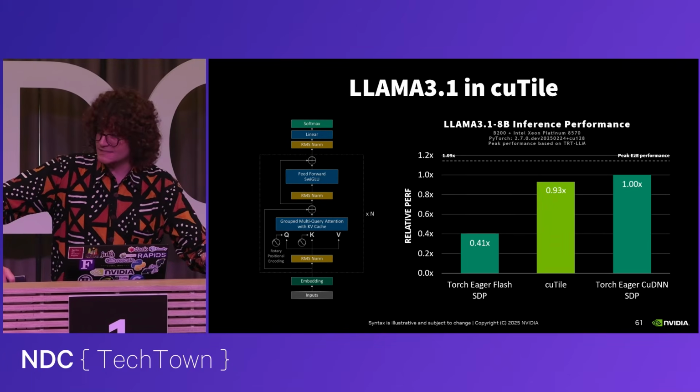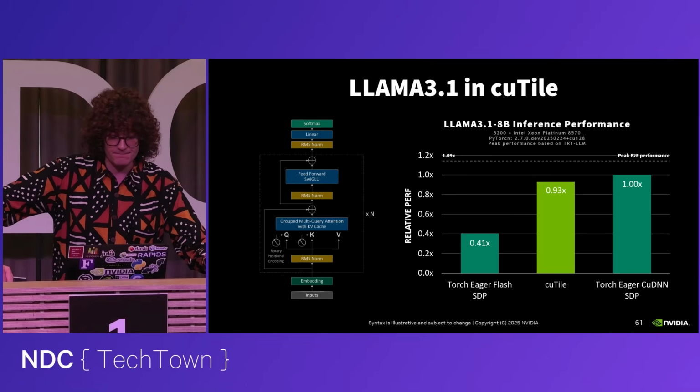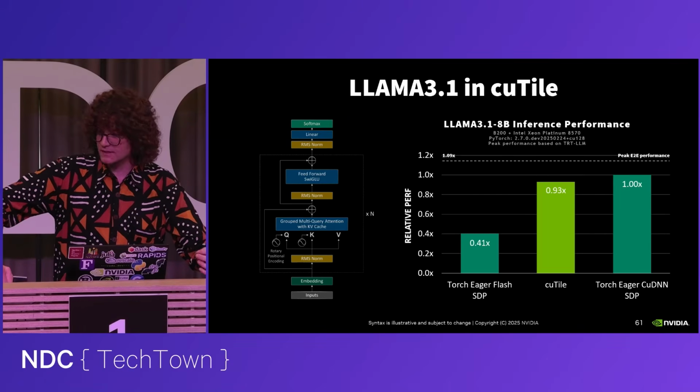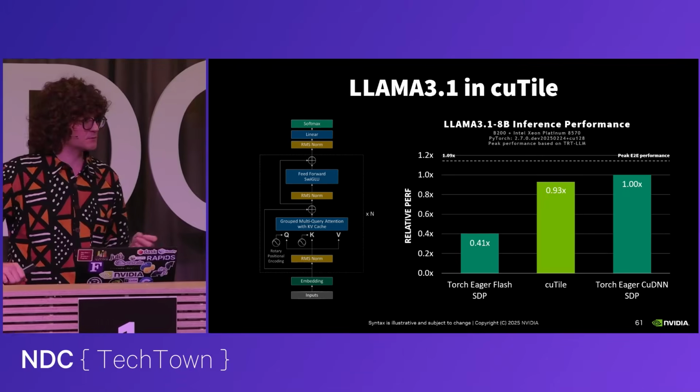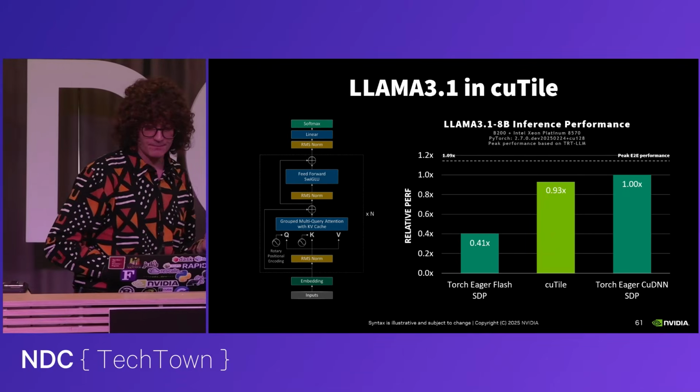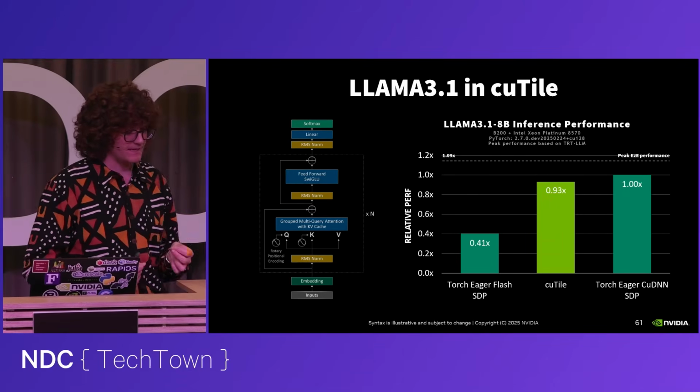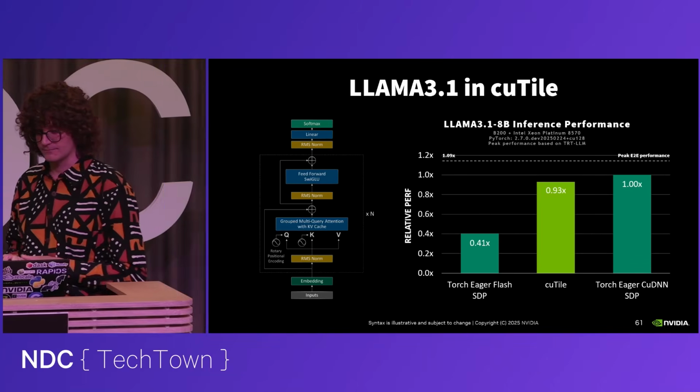Llama 3.1 is an open source language model developed by Meta, and we ported Llama 3.1 inference to cuTile, and we're able to get about 93% of the speed of light, which is cuDNN's performance. And this was with our very infant tile compiler. Performance will only get better from here.